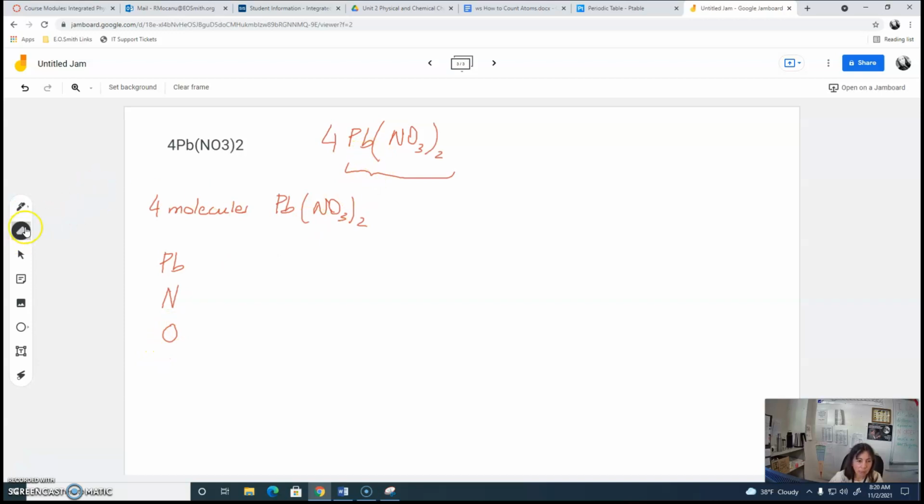Looking at the Pb, and let me erase this so we don't have a mess over here. All right, so let's see what applies to what. So looking at the Pb, I'm gonna look for a subscript. Do I have a subscript to the right of the Pb? No, I don't see anything. So I know that's got to be a 1, okay? So I have 1 for my subscript.